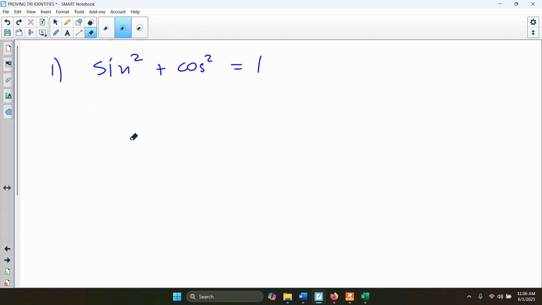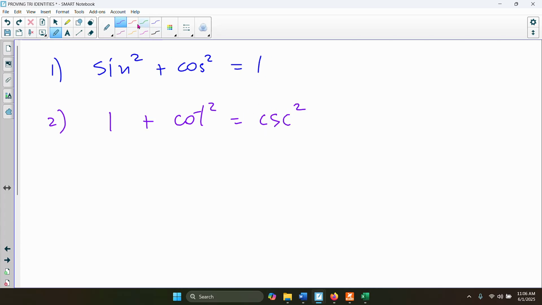So let's do it again. Let's just demonstrate. So this is the number 1. Everybody knows this one. The second one I'm going to do mentally: I'm going to divide everything by sine squared. So this is 1 plus cotangent squared equals 1 divided by sine squared, which is cosecant squared. Now I'm going to do the same thing but divide by cosine squared. So this becomes tangent squared plus 1 equals secant squared.